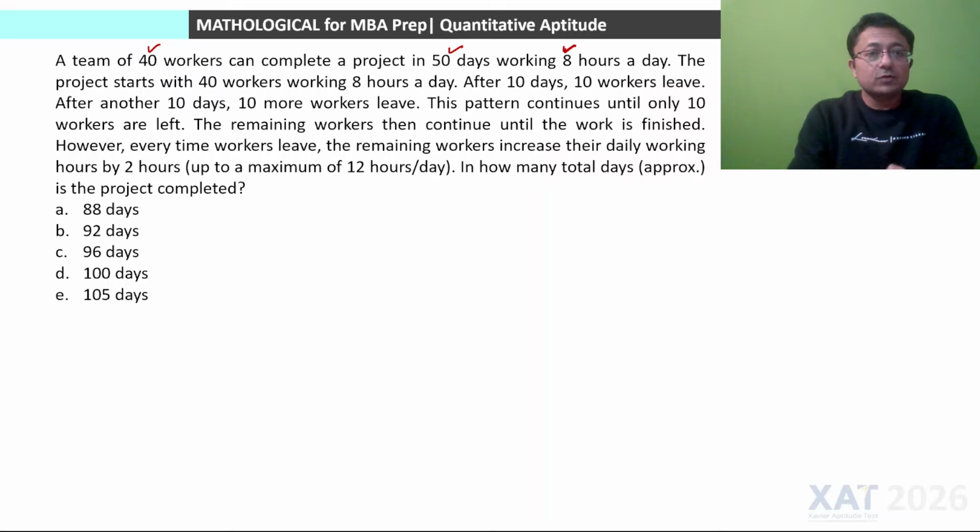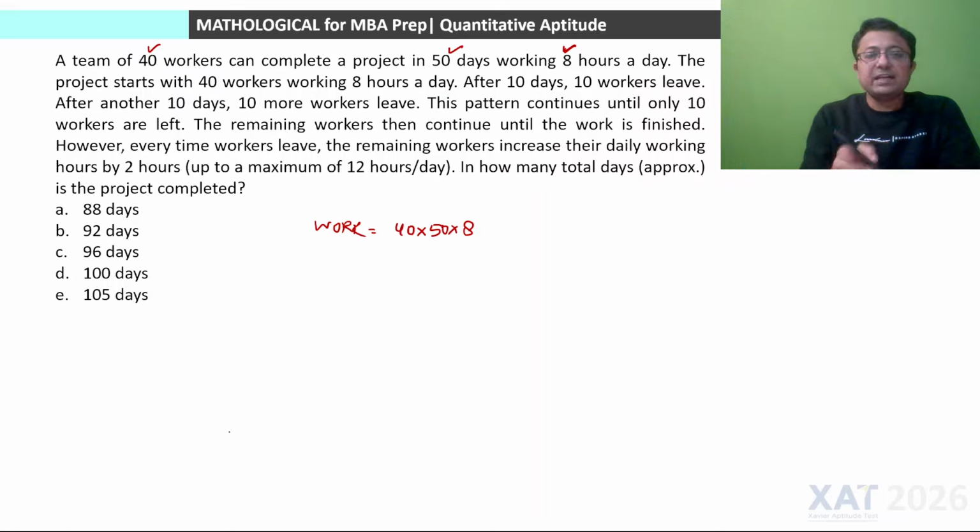Okay, so क्या क्वेश्चन था, चल रहा था? ठीक है, 40 वर्कर्स हैं, 50 डेज में 8 आवर्स पर डे करके वर्क कंप्लीट कर रहे हैं। तो वर्क यहाँ से मिल जाएगा हमें, वर्क विल बी इक्वल टू 40 into 50 into 8. This is our work. The project starts with 40 workers working 8 hours a day.